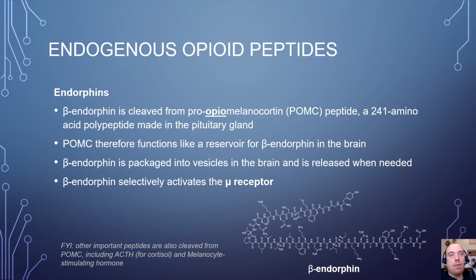Beta endorphin is packaged into vesicles in the brain and is released when needed. So it's kind of held back in a reservoir. And beta endorphin selectively activates the mu receptor. So that's, again, one of the most important receptors in analgesia.